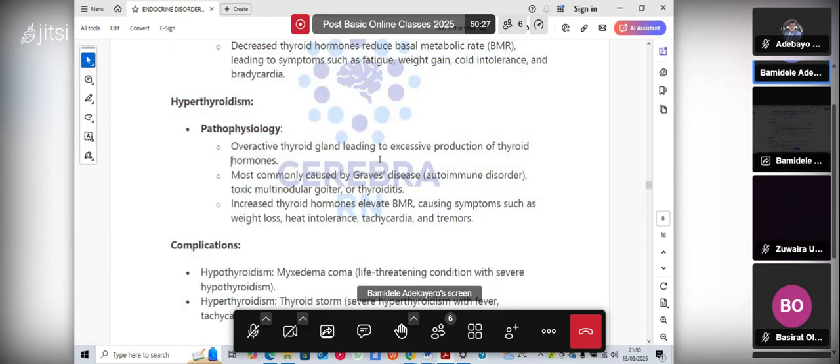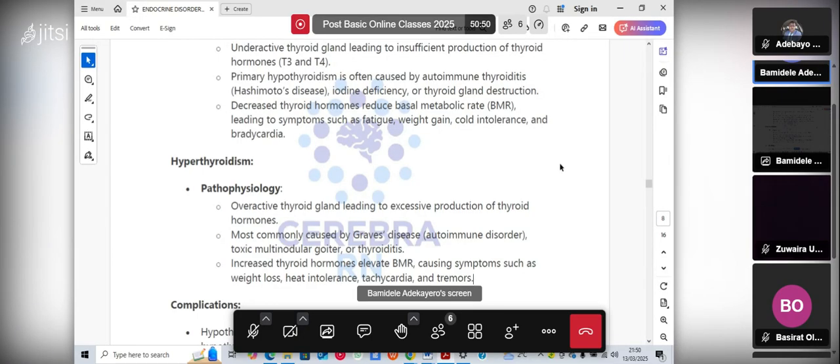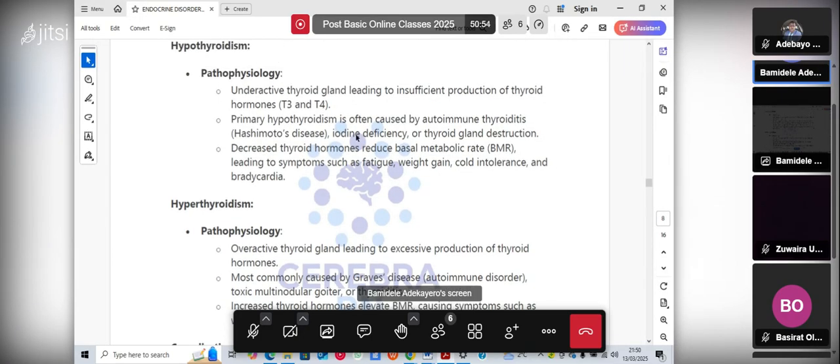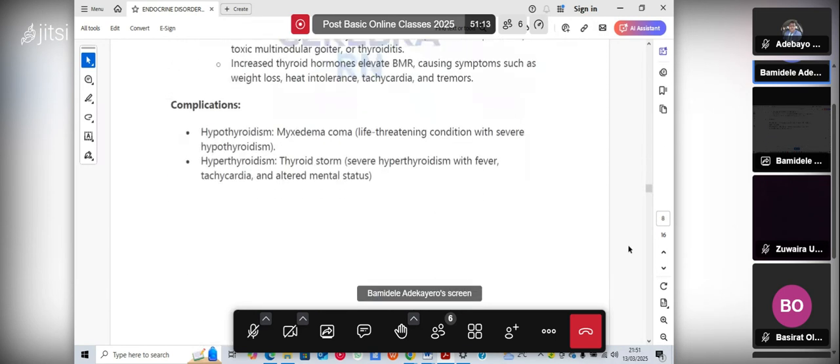Whereas hyperthyroidism is the opposite. There is excessive production of thyroid hormones, and it leads to elevated BMR, causing weight loss because you are so active. You are always hot, your heart rate is high, and then you begin to shake, causing tremor. It's worthy of note that hypothyroidism is often caused by Hashimoto's disease. It's an autoimmune disorder. While hyperthyroidism is caused by Graves' disease. So that's worthy of note, just in case of MCQ questions.